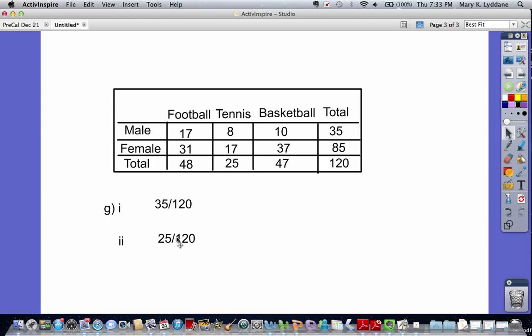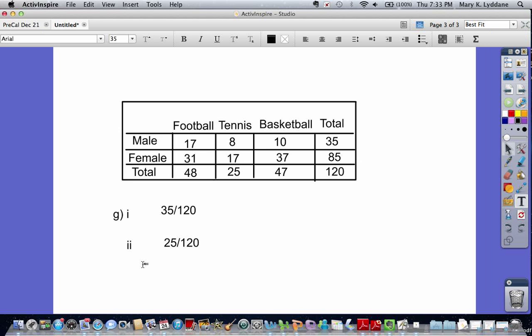Okay, in part H, find the probability that if you choose 2 students, they both play football. So we pick a student and they play football, so we've got 48 out of 120, and then we're going to pick another student and we're going to multiply those two probabilities together. Choosing a second student, now I've got only 47 football players and I'm only choosing out of 119. So we're going to multiply those two values together.